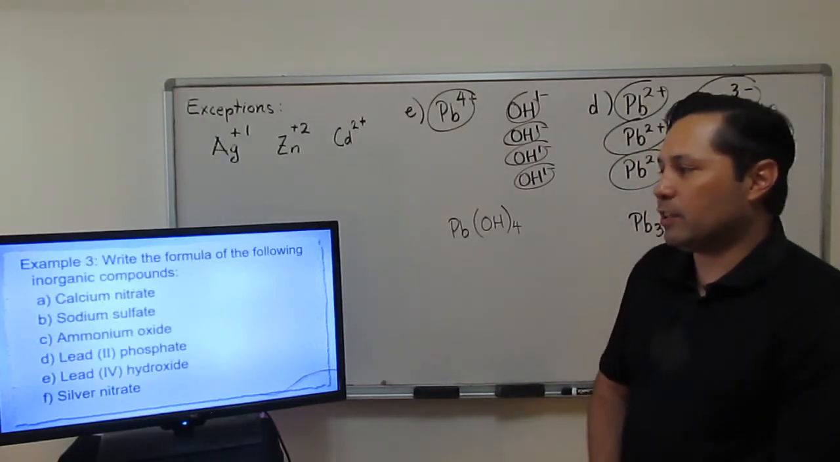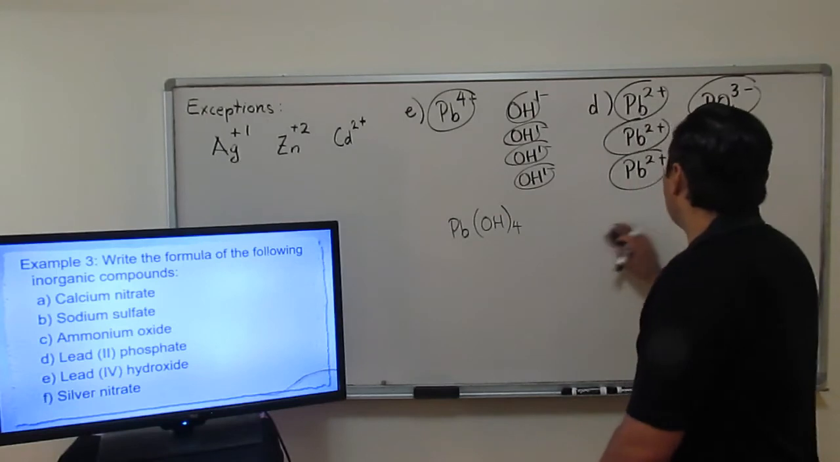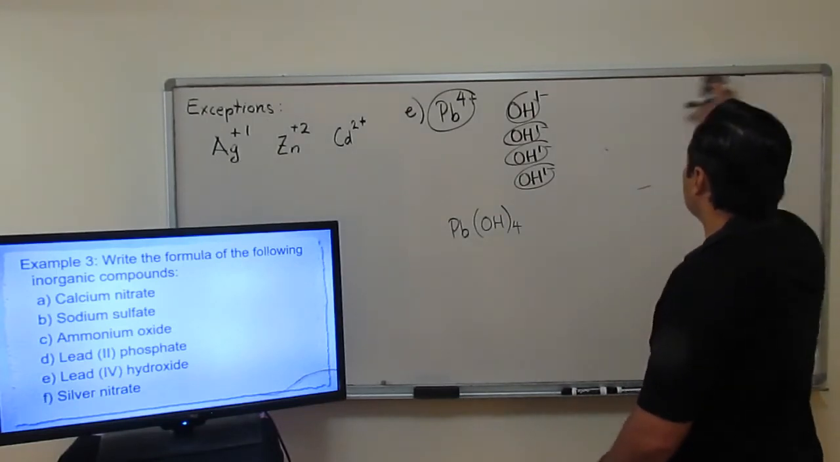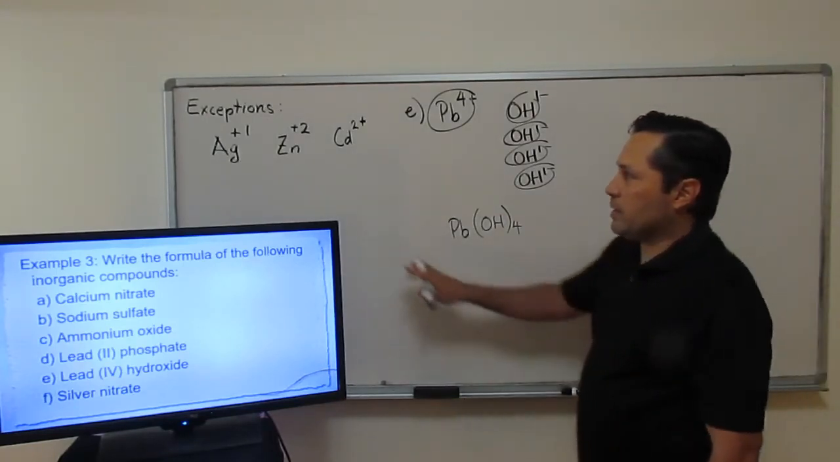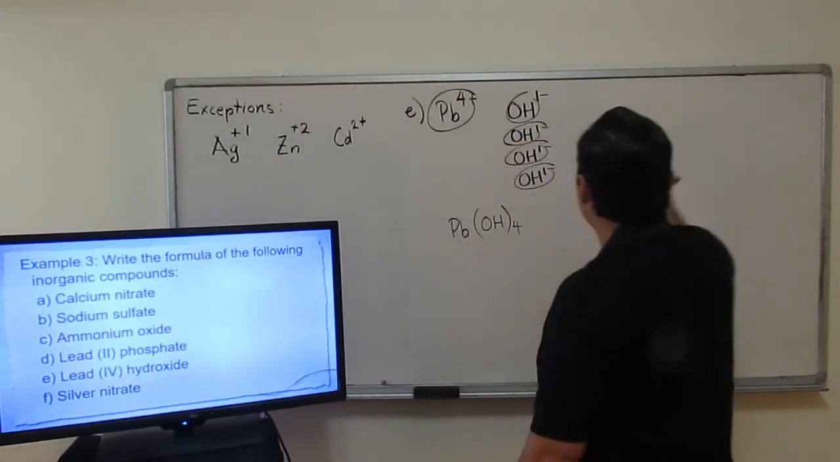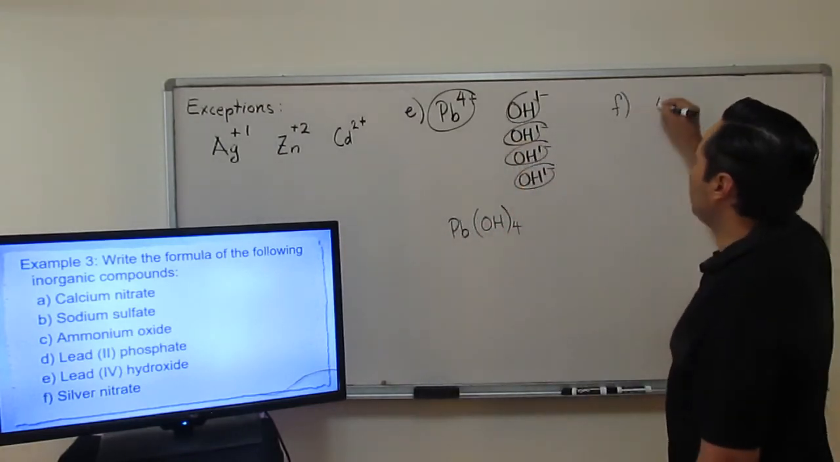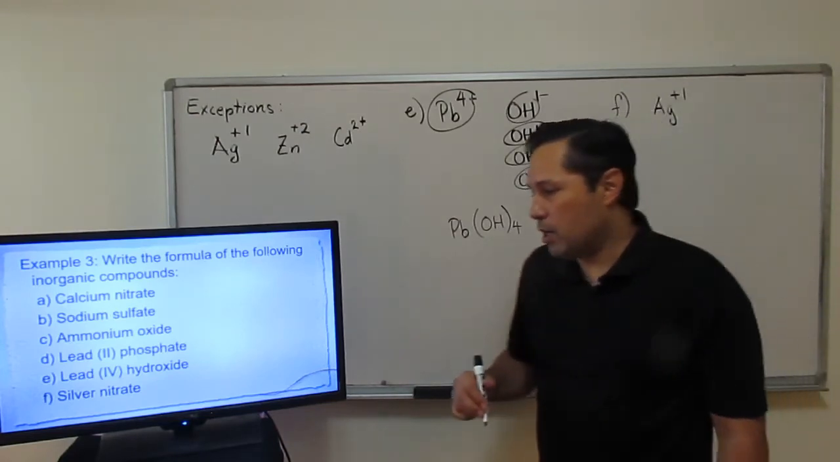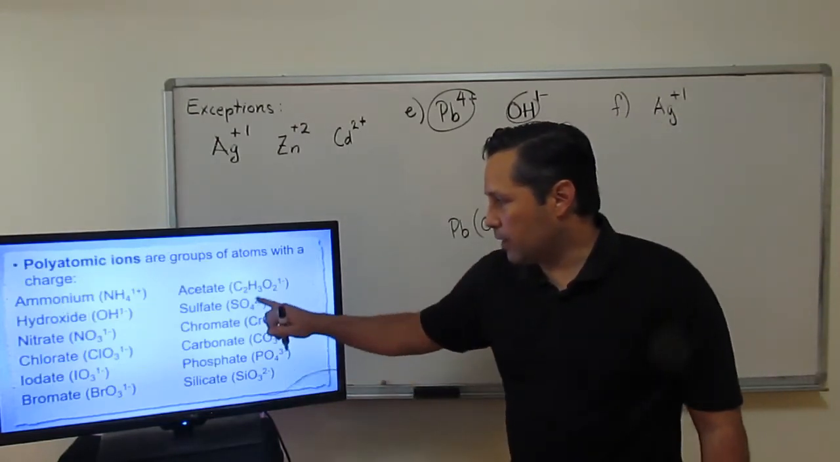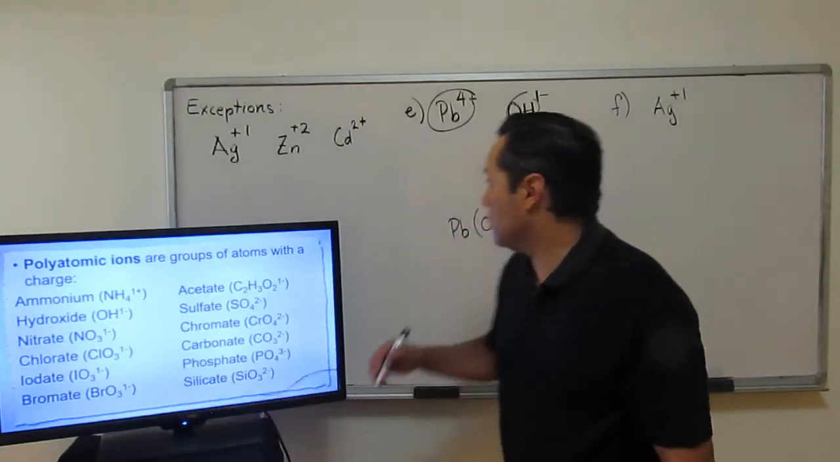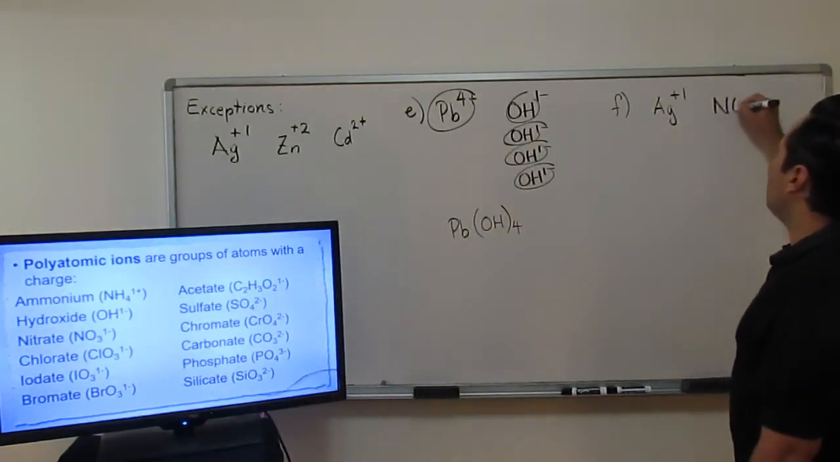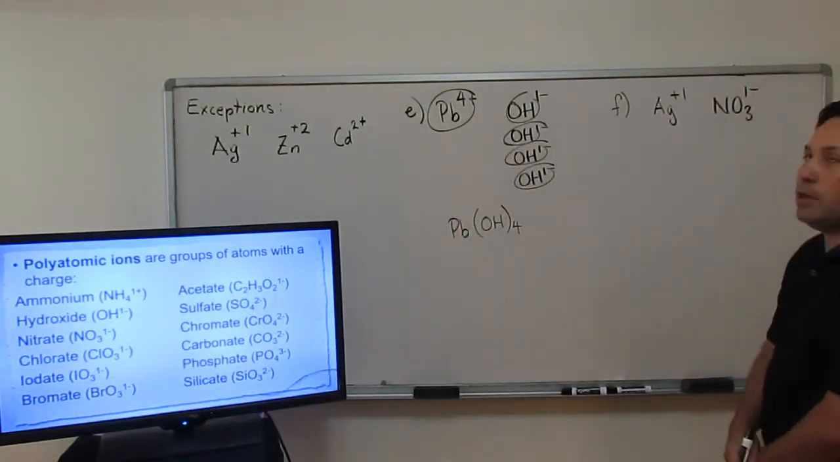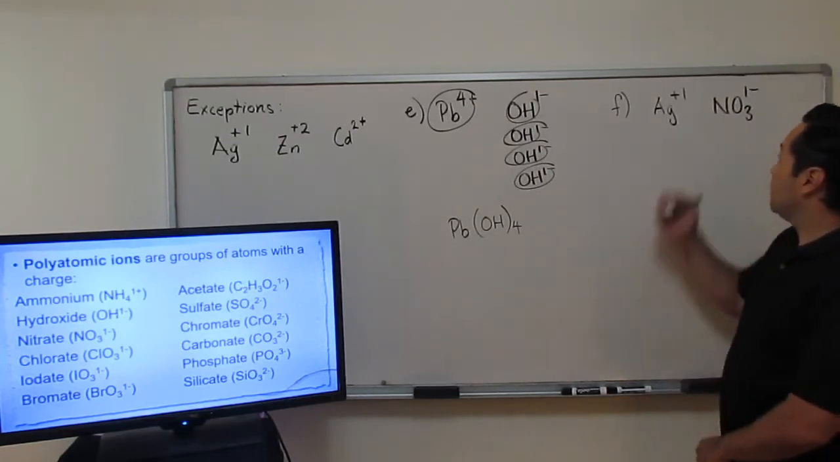Next one up is silver nitrate. And in silver nitrate, I want to remind you guys that silver is always +1. So letter F, silver, always +1. Nitrate, when you look for it, you'll find it right there. NO3 with a -1. Check it out, they already match.